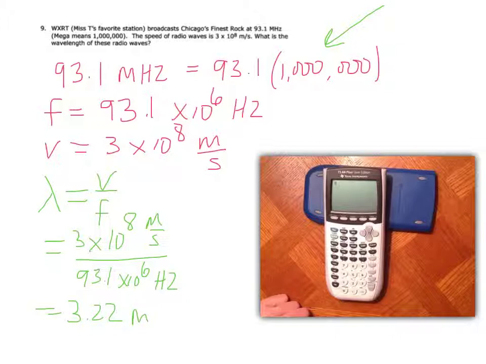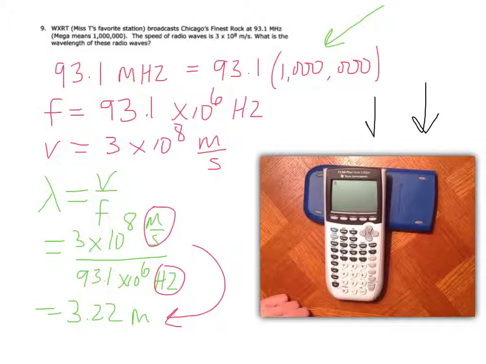meters. Because when you have meters per second and you divide that by hertz, it cancels out, leaving you with just meters because hertz is 1 over seconds. Check out this video here if you need to know how to plug that into your calculator the right way.